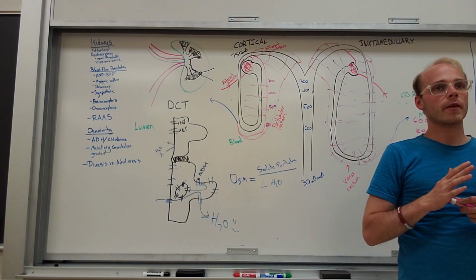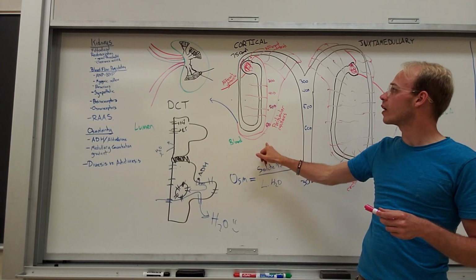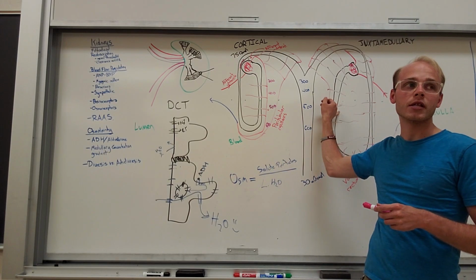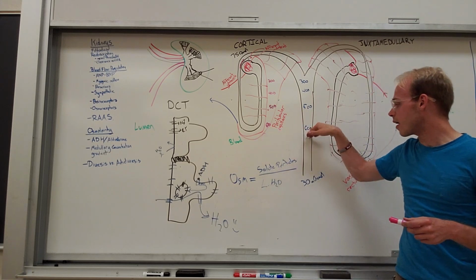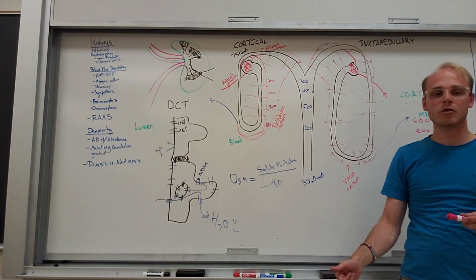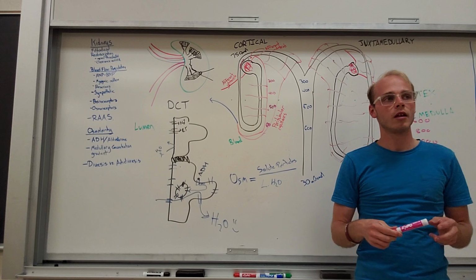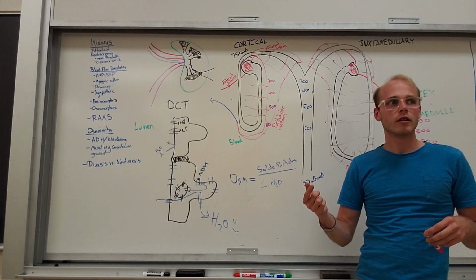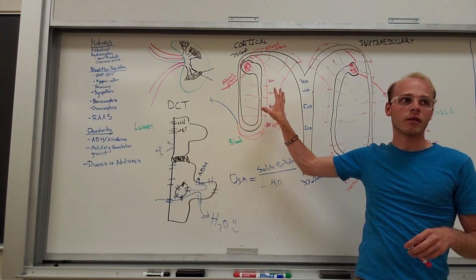So for us, we have 90% cortical and 10% of these. So when we're peeing out, we're only peeing out 600 milliosmolar concentrated pee. So we need a lot of water just for this to be happy.